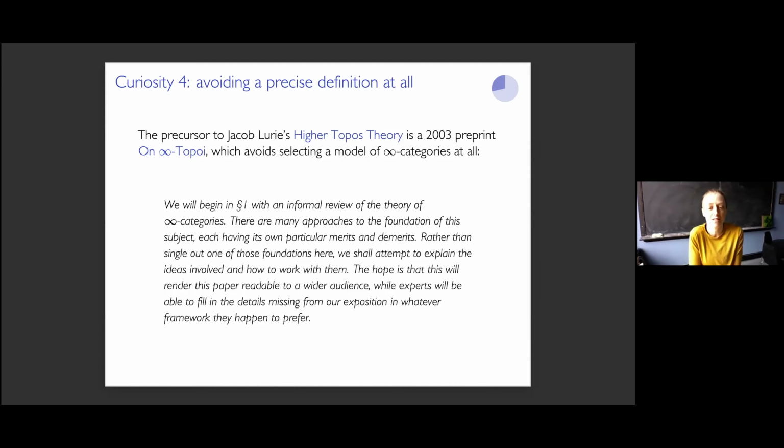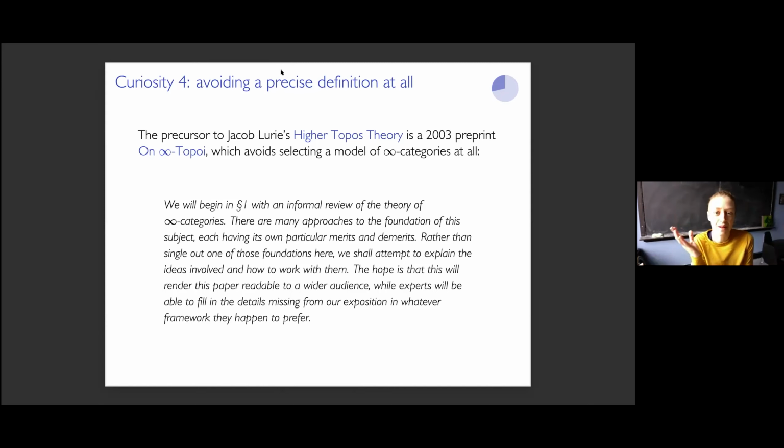He says at the start, we begin in section 1 with an informal review of the theory of infinity categories. There are many approaches to the foundations of this subject, each having its own particular merits and demerits. Rather than single out any of those approaches to the foundations, he's referring to the models here, we shall attempt to explain the ideas involved and how to work with them. The hope is that this will render this paper readable to a wider audience, while experts will be able to fill in the details missing from our exposition in whatever framework they happen to prefer.